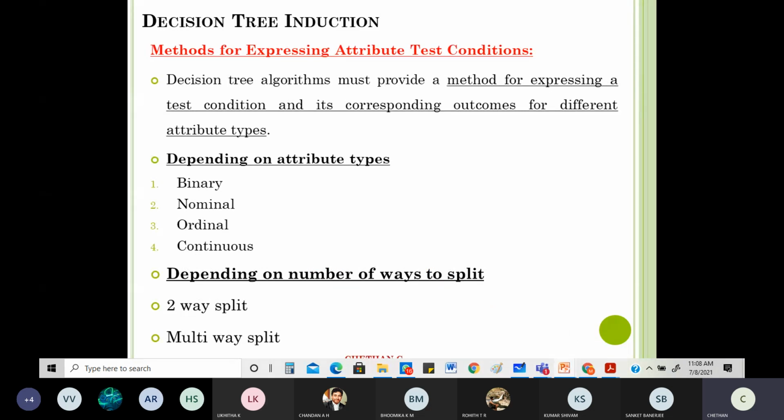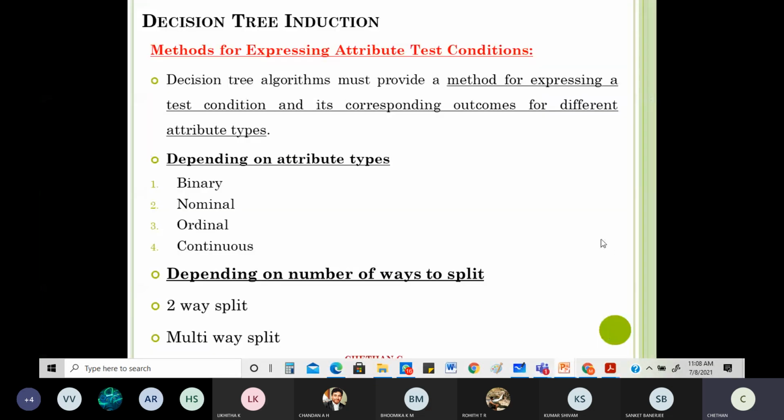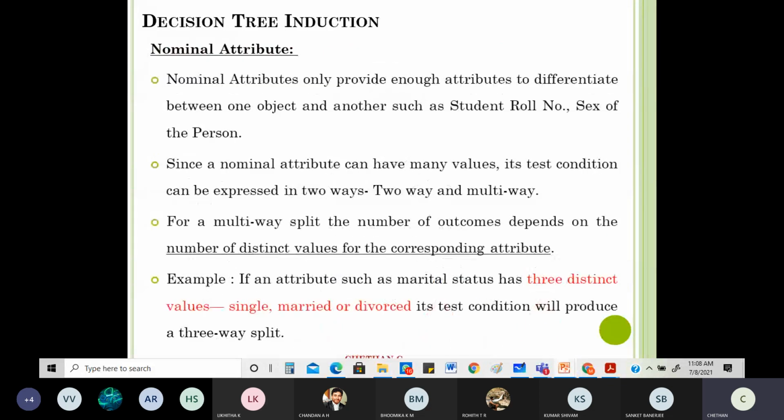Then the next one you see is called the nominal attribute. First of all, you need to know what a nominal attribute is, and that is what you can see clearly here. The first few lines talk about what a nominal attribute is. These attributes only provide enough information to distinguish one person from another, such as student roll number or the sex of a person. All these are known as nominal attributes.